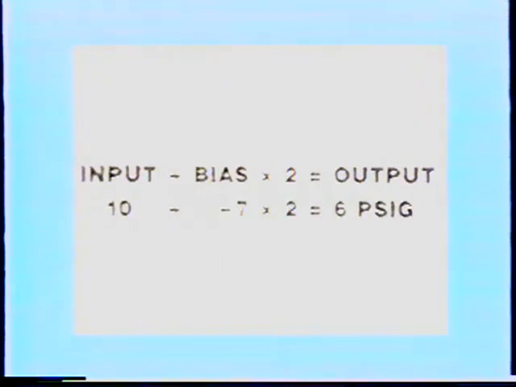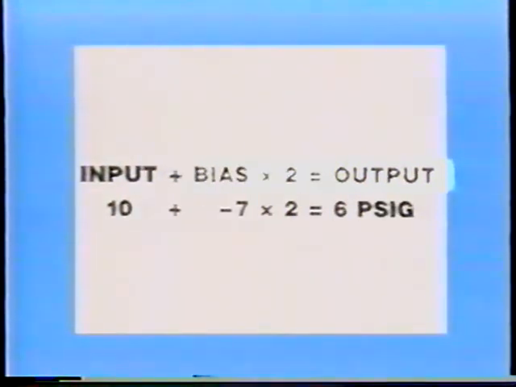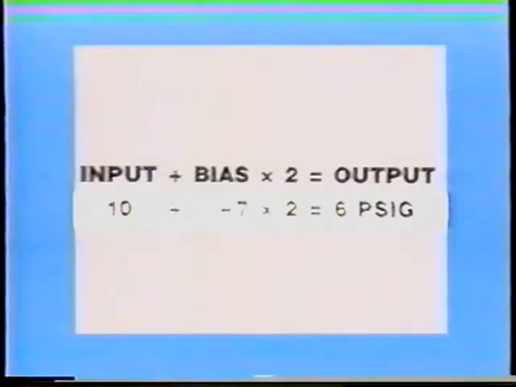The formula for output of the ratio relay is: the output is equal to the input plus the bias, times 2. So, in the case of our example, the input is 10 psig with a -7 psig bias. 10 plus -7 equals 3. 3 times 2 equals a 6 psig output.